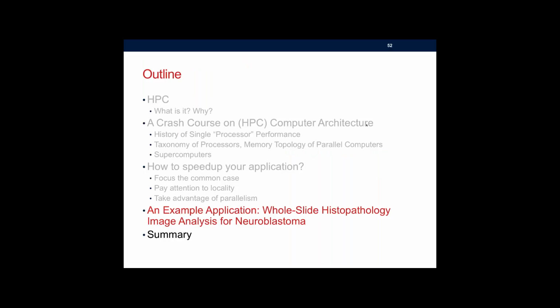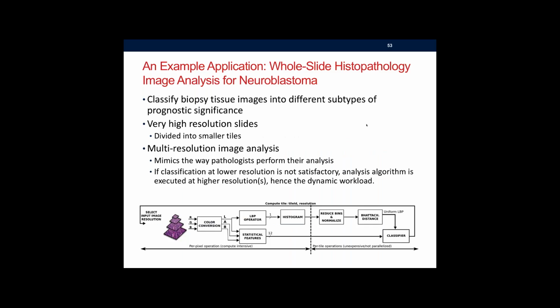Okay, so I'm going to use whole slide histopathology image analysis for neuroblastoma. This is an application that we developed with multiple collaborators, including Dr. Shimada from Los Angeles, and my good old friend, Dr. Metin Gürkan, who developed the image analysis algorithms.